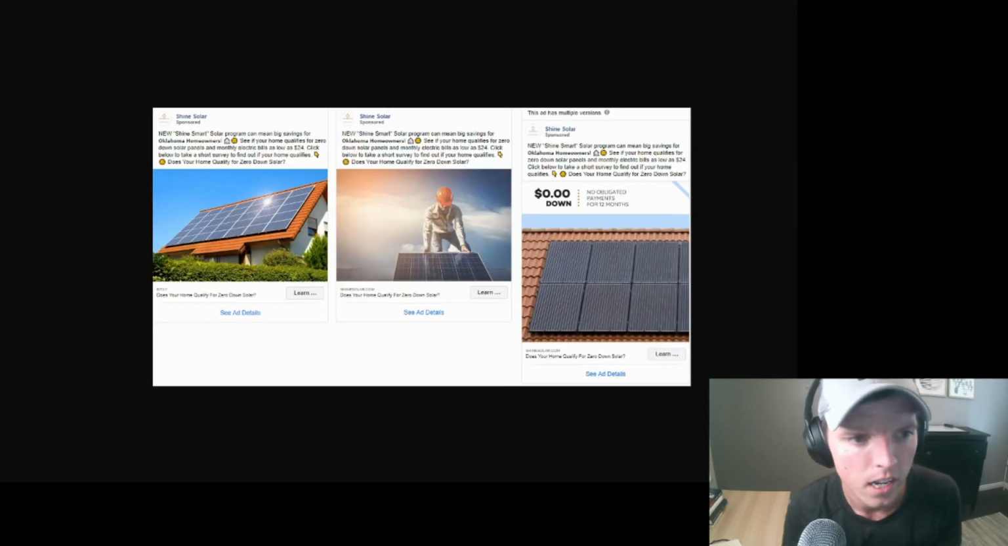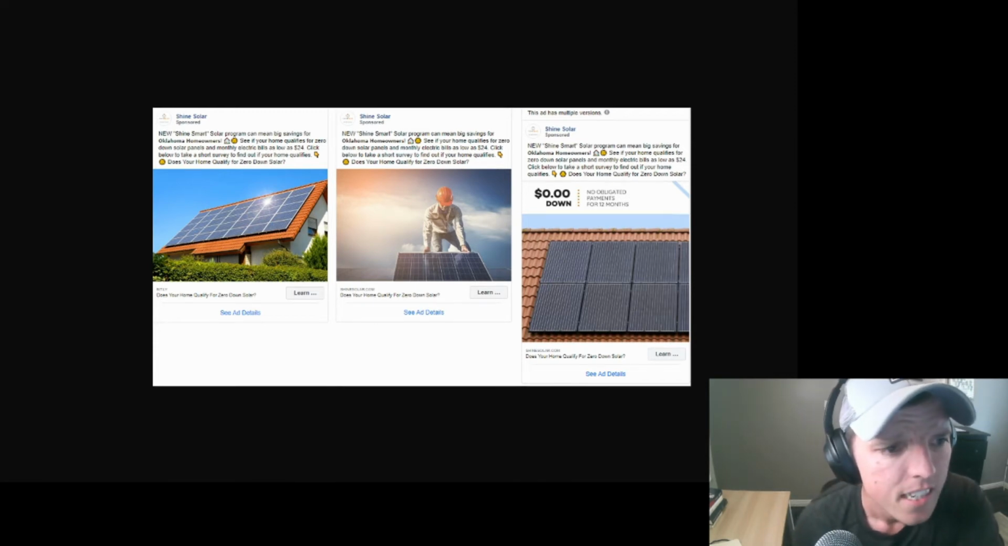All right, so Shine Solar. Okay, so they all have the same ad copy. Does your home qualify for $0 down solar? That's what the headline says down here. New Shine Smart Solar program can mean big savings for Oklahoma homeowners. See if your home qualifies for zero down panels and monthly electric bills as low as $24. Click below to take a short survey to find out if your home qualifies. Does your home qualify for zero down solar?